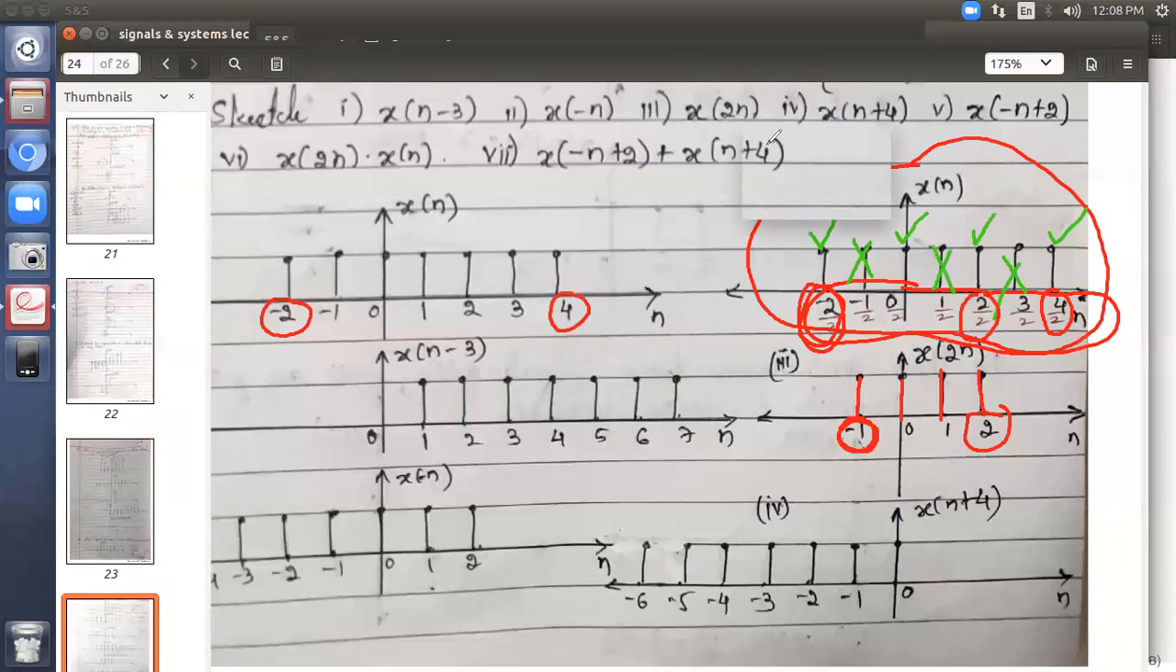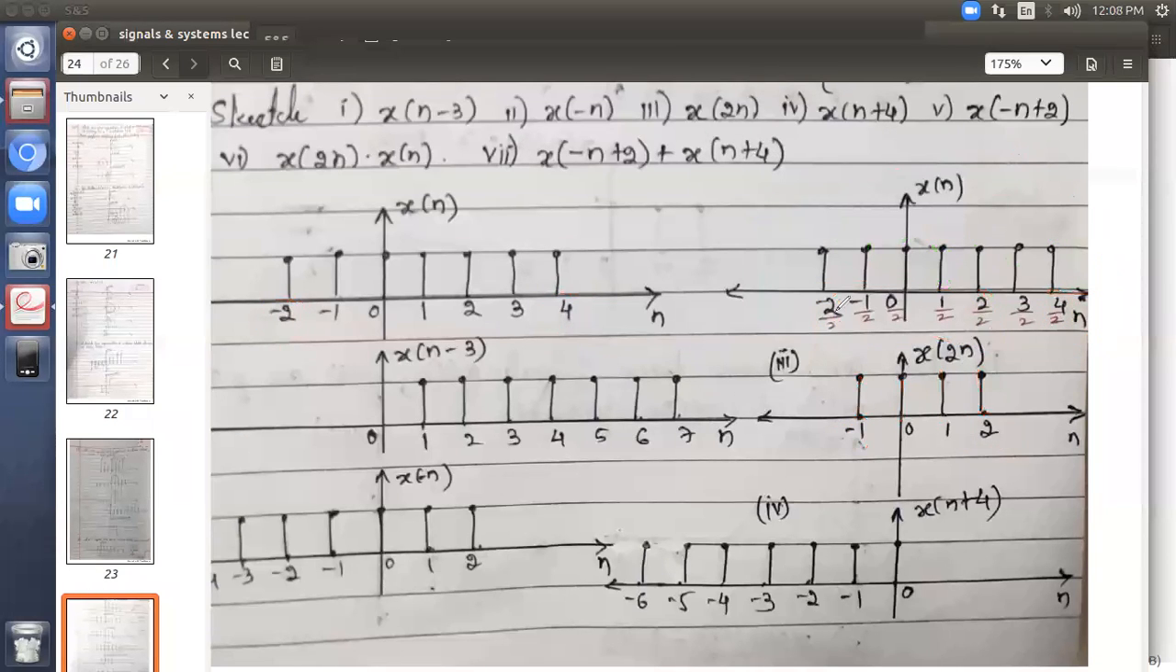Okay, any doubts in this division? You need to discard a few samples here, but in continuous time this discarding will not happen. You don't discard any of these values.